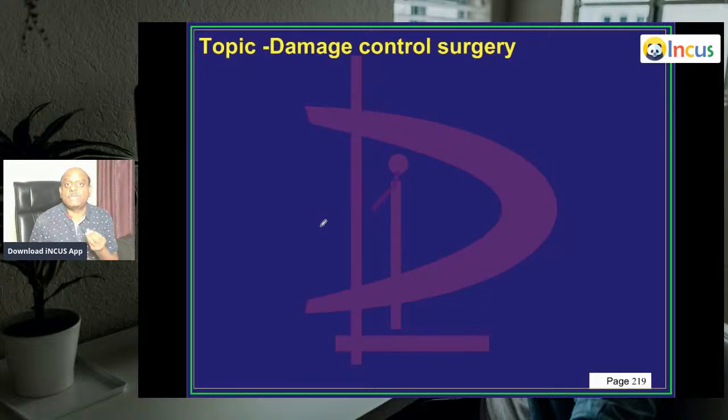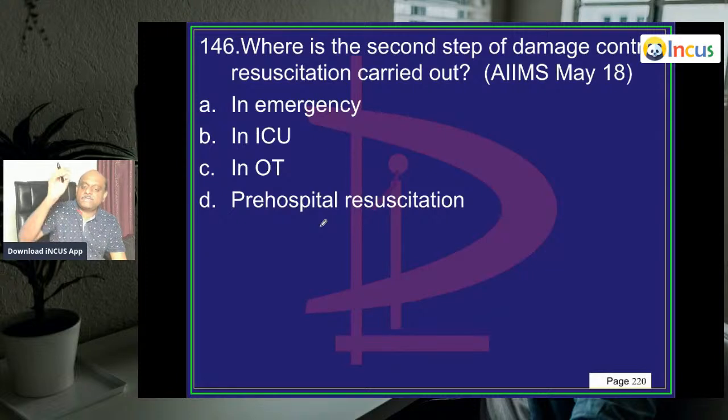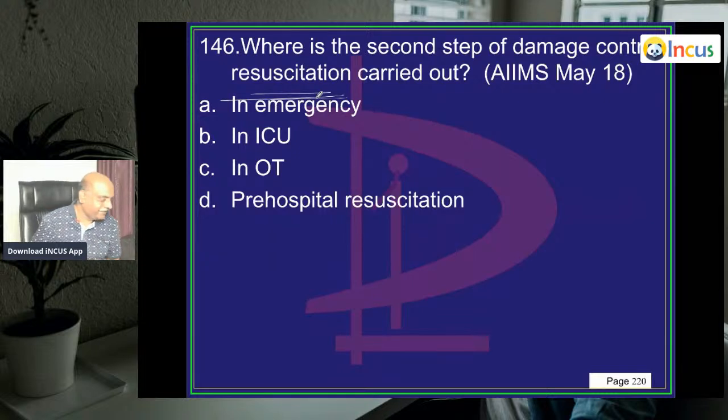Now comes damage control surgery. Where is the second step of management in the damage control resuscitation carried out? If you know what is the first step, second, third, fourth, you will know what to call it, right? So that is the whole problem in medical college. We can easily pass MBBS exams. All of you know very well, ophthalmology, to pass you just need two topics. What are they? Cataract, glaucoma, finished. To pass ENT, what do you require? If you know ASOM, CSOM, finished, you are through. There are Rinne, Weber, and if you do some drama with them, you pass ENT. Like that, we know what is the trick of passing every MBBS exam.